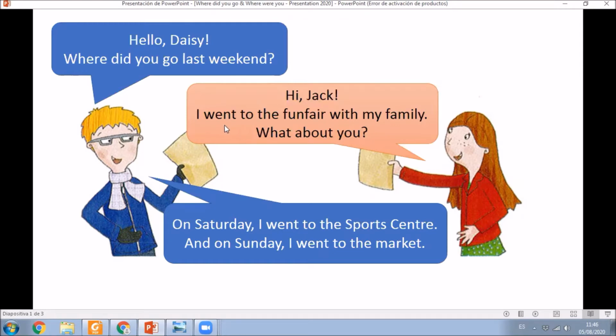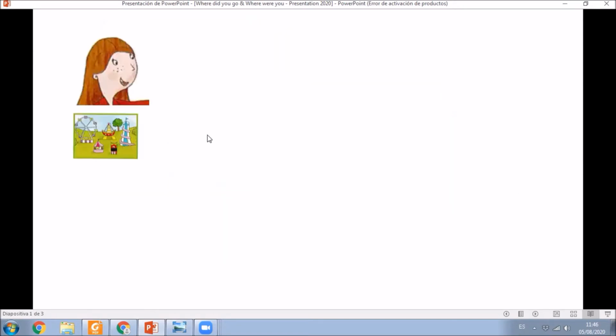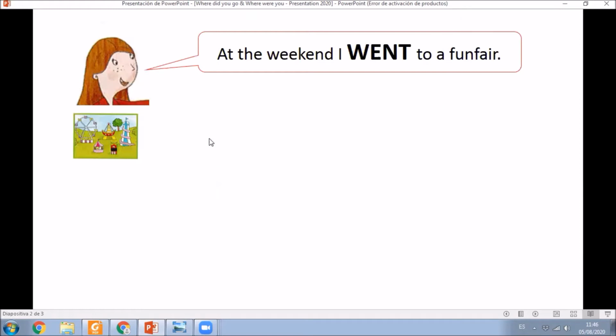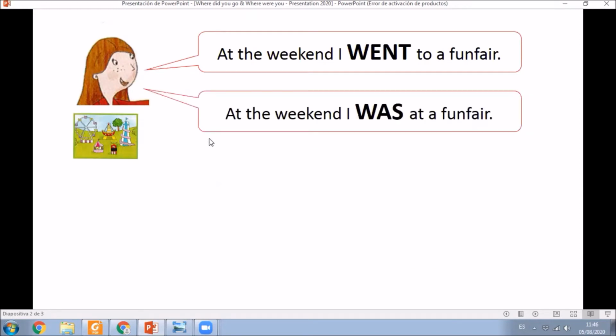So let's look at these verbs. Pay attention. Went to the fun fair. I went to the sports center. I went to the market. Están utilizando went to para decir que ellos fueron en el pasado. At the weekend, I went to a fun fair. At the weekend, I was at a fun fair.